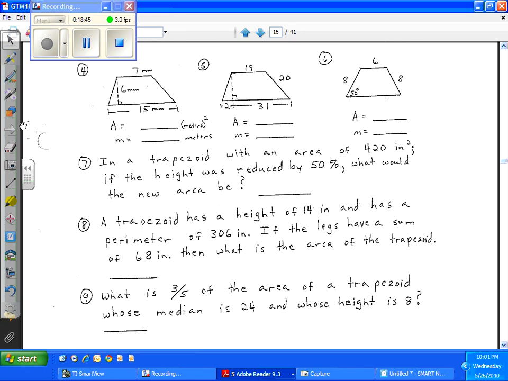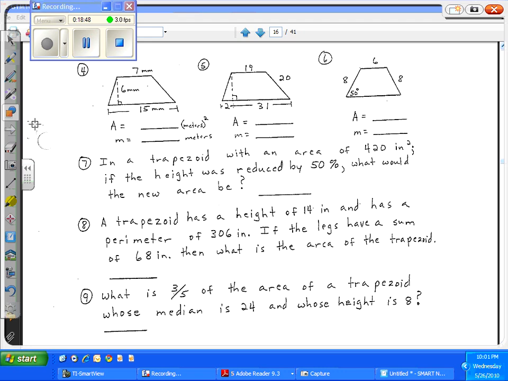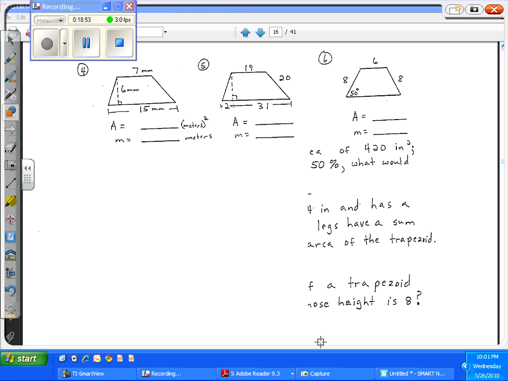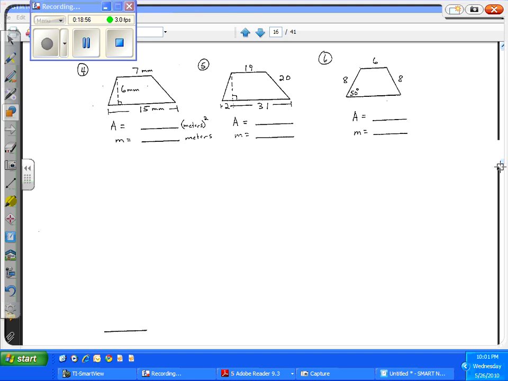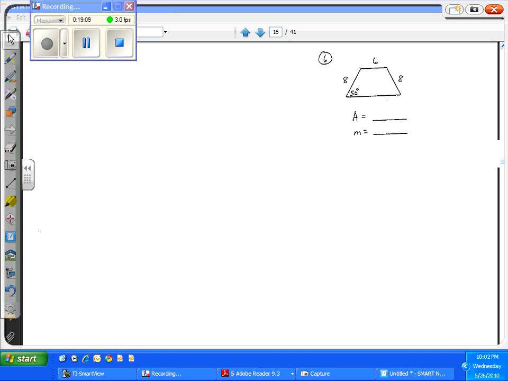Let's just look at number 6. It looks like it's a little bit complicating. Let me get rid of some of this other. We have an isosceles trapezoid. We know that because it's got equal legs. The formula for area is 1/2 height times sum of bases.